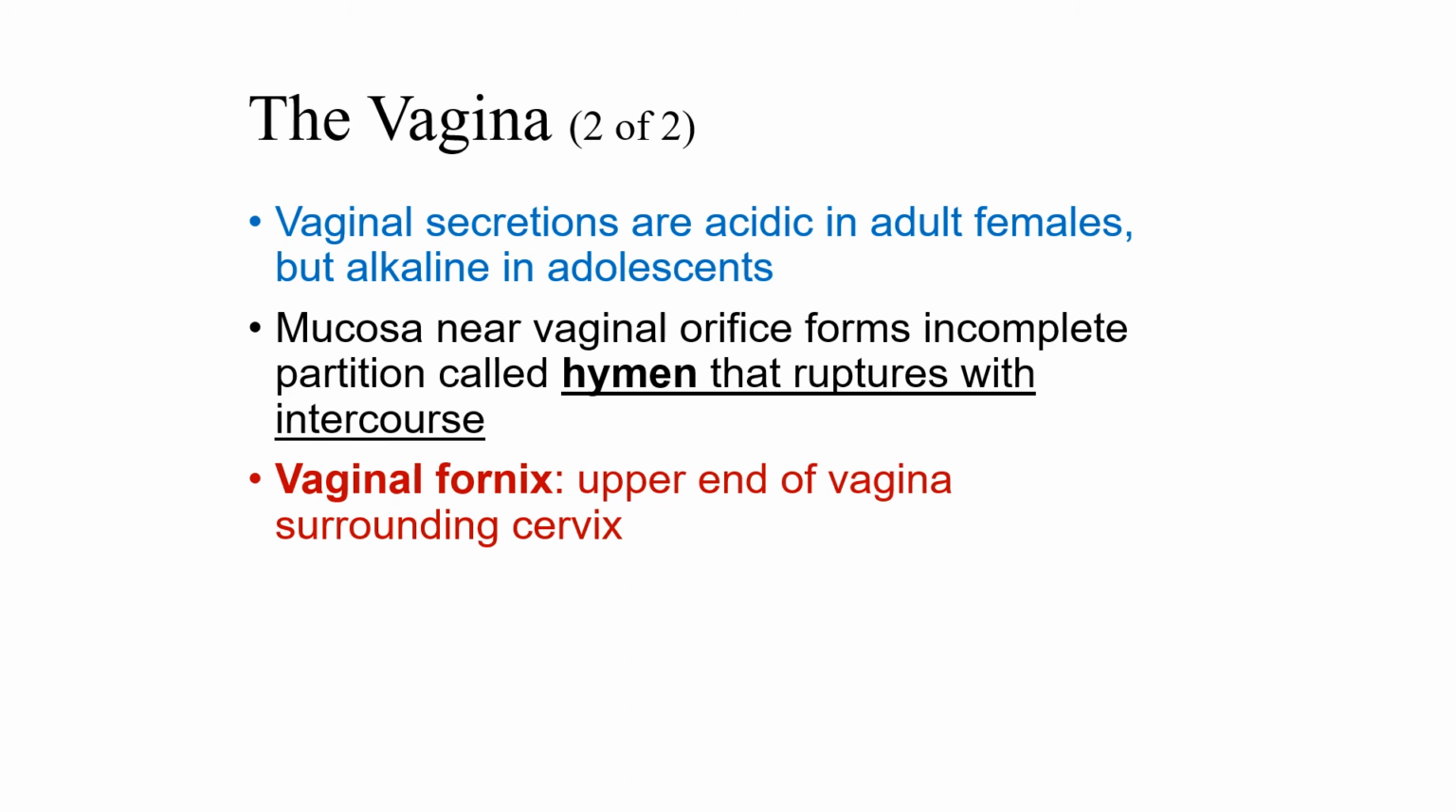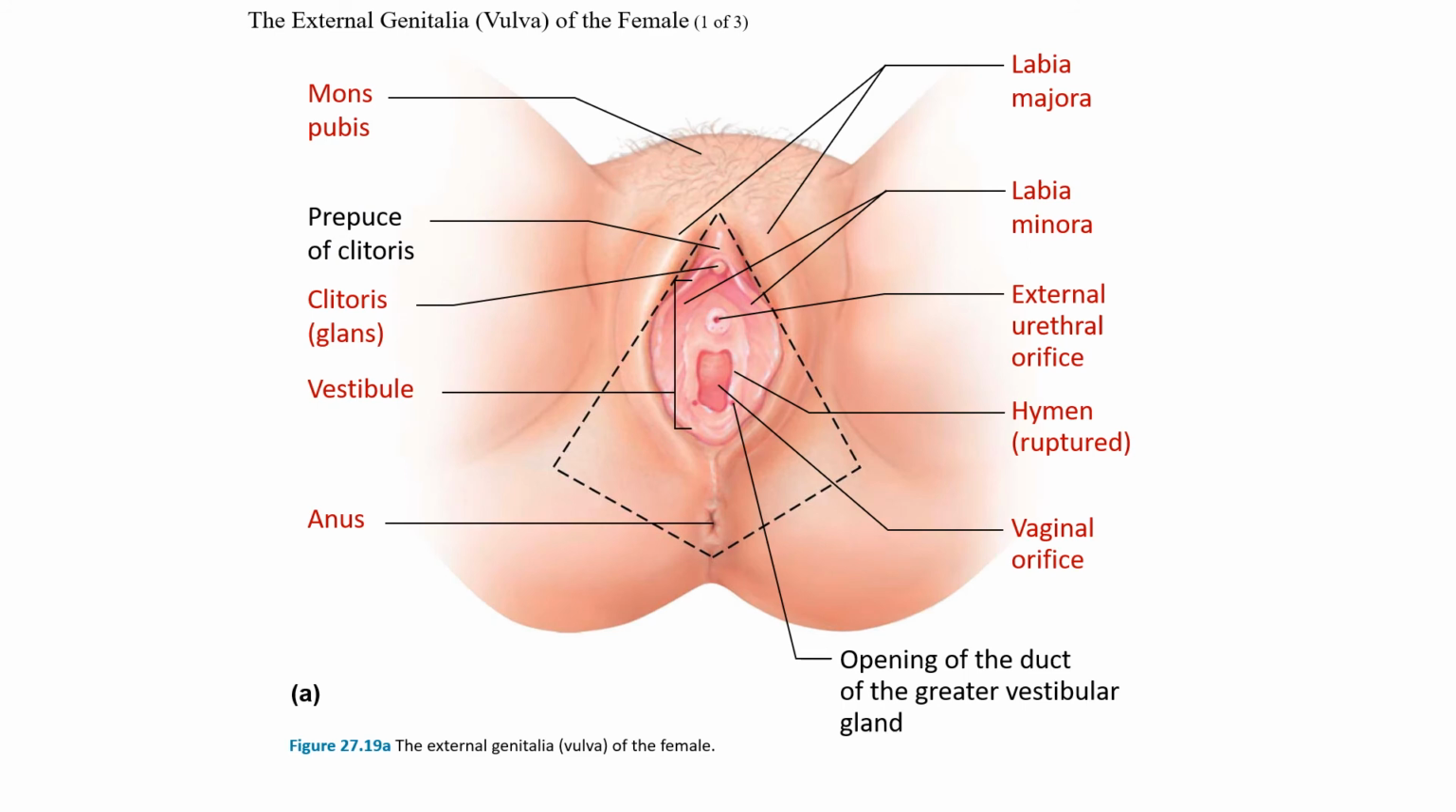There are other things that can rupture the hymen besides intercourse. It could be different kinds of injuries, but that's what they were looking for. And then we have the vaginal fornix, which is the upper end of the vagina that surrounds the cervix.